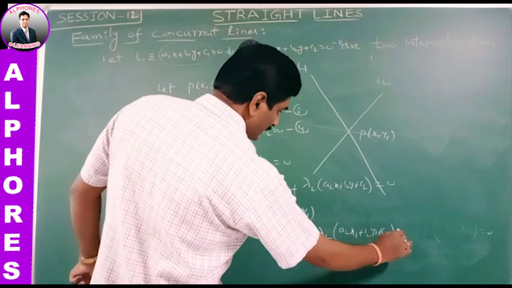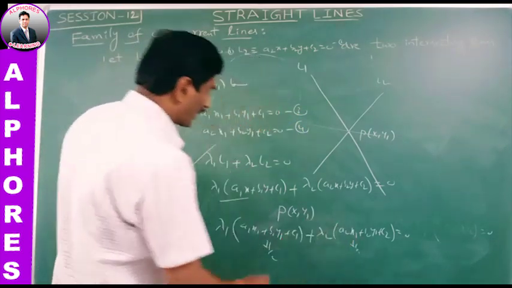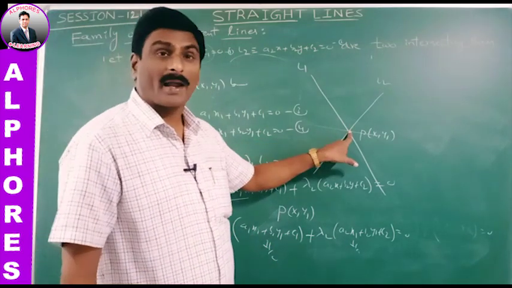Okay, b2 y1 plus c2 is equal to 0. But from equations 3 and 4, this value is 0, this value is 0. What is the meaning of this? 0 is equal to 0. True. That means this line always passes through the point P.